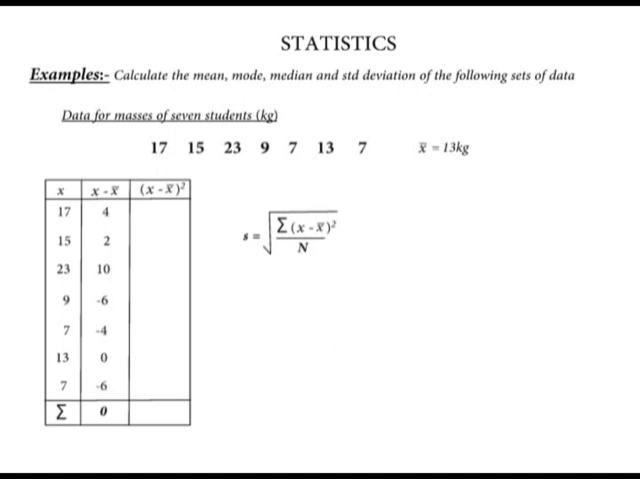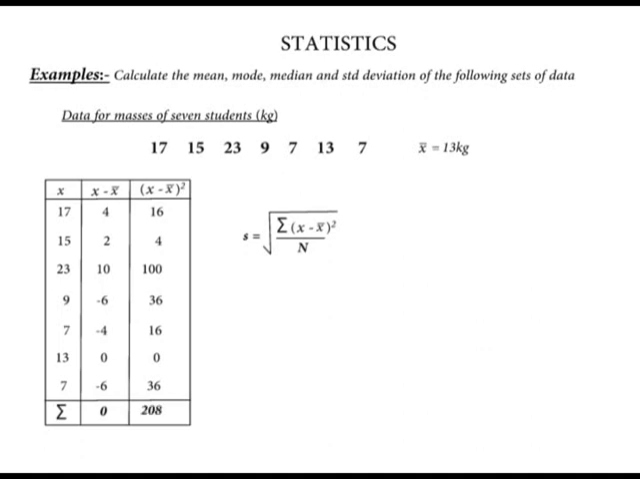Then we square the deviations. 4 squared is 16. 2 squared is 4. 10 squared is 100. Minus 6 squared is 36. Minus 4 squared is 16. 0 squared is 0. And minus 6 squared is 36. The summation of the square deviations is 208.